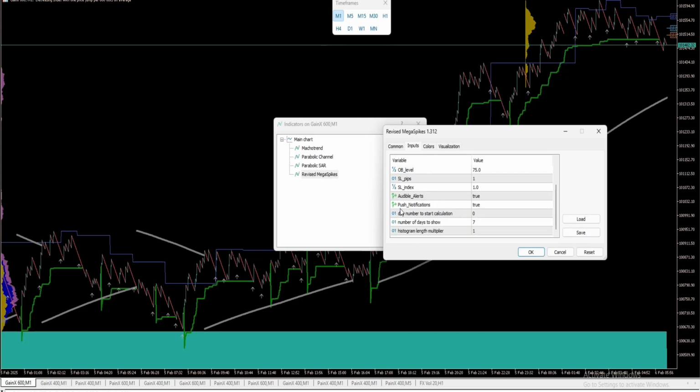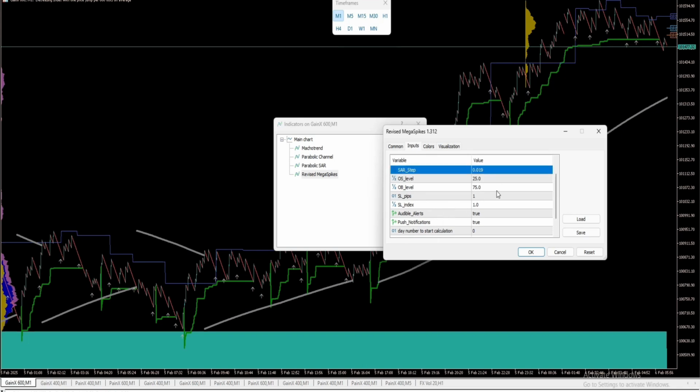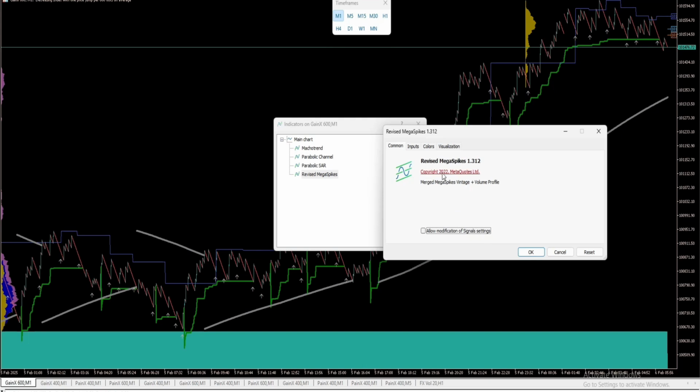Now the rest that you're seeing here is helping to show the profile of the market, just as you see over here. It helps you to determine which price point is getting a lot of volume, and this will help you to know whether an arrow or a spike signal that occurs around that price point is going to give a spike or not. So this version comprises both a volume profile and the Megaspikes itself. So I call it the revised Megaspikes version 1.31, and that's basically it for the Megaspikes.